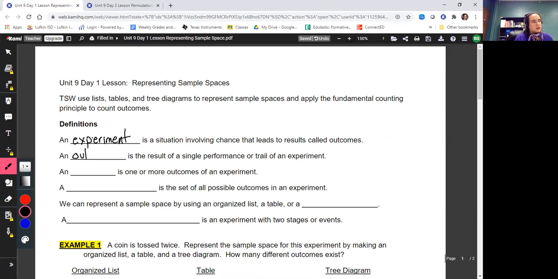An outcome is the result of a single performance or trial of an experiment. An event is one or more outcomes in an experiment. A sample space is the set of all possible outcomes in the experiment. And we can represent the sample space several different ways: an organized list, a table, or a tree diagram.